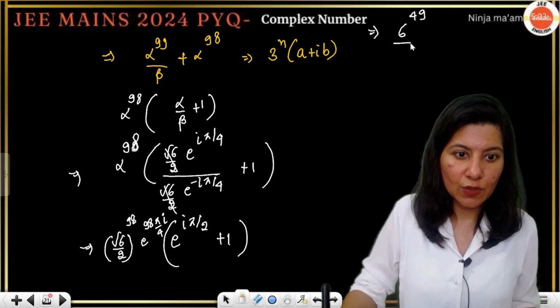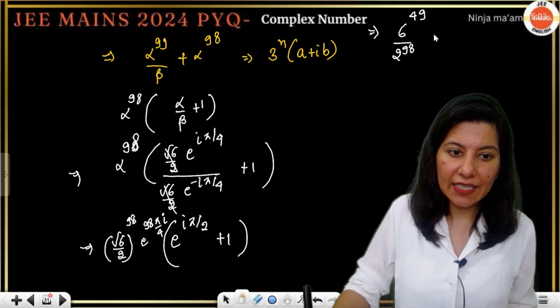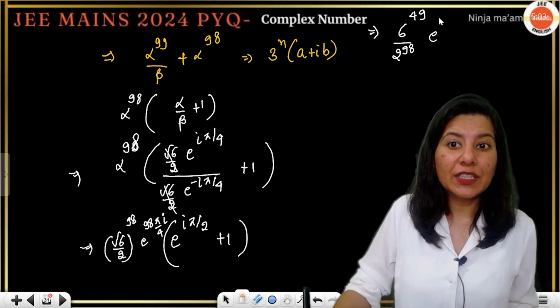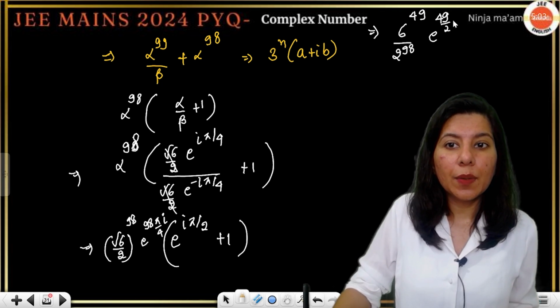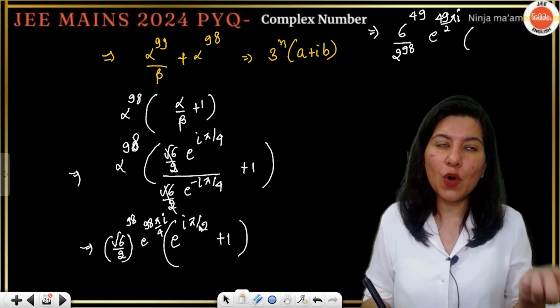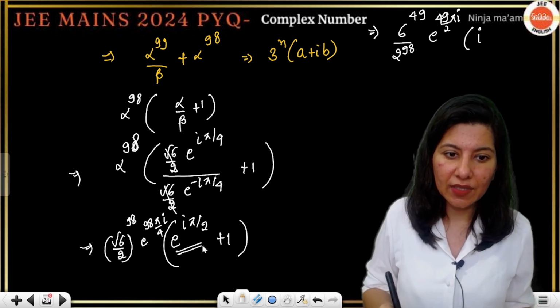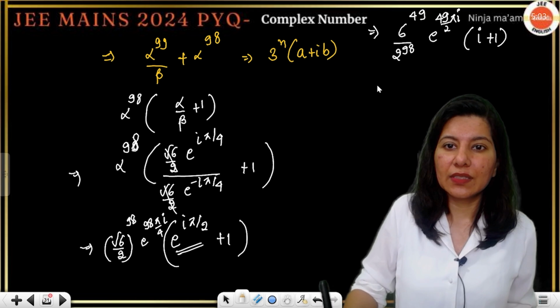And this is 2 power 98, correct. And this is e raised to power 49 by 2 pi iota, and this is e raised to power iota pi by 2. So cos pi by 2 is 0 plus sin pi by 2, so iota only. This is iota plus 1, correct.